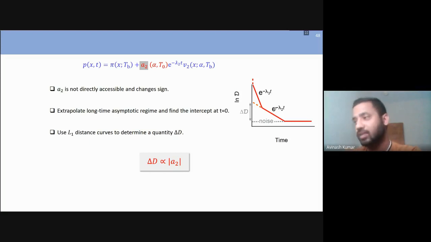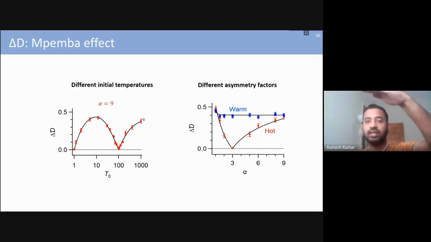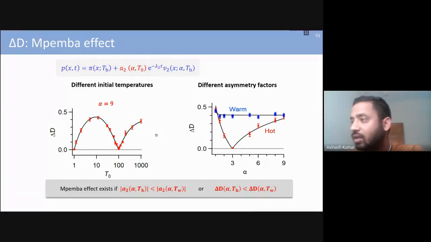This is pretty easy to calculate from our distance functions, and we carried this out, and we found that for the alpha equal to 9 case, this delta D has a non-monotonic temperature dependence. And when we did the same calculation for our other sets of measurements, where we fix the temperatures and change the asymmetry factors, we again see a non-monotonicity in the variation of this delta D. For all the cases where we have a delta D value at a hot temperature less than the delta D value at a warm temperature, we would see the Mpemba effect, which strictly goes with Oren's prediction that the Mpemba effect would exist if the absolute value of A2 at a hot temperature is less than the absolute value of A2 at a warm temperature, which goes in our language in terms of delta D. So it just replaced this A2 with delta D.